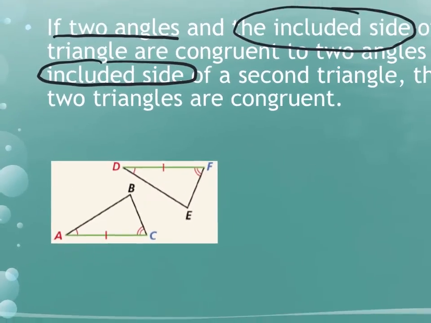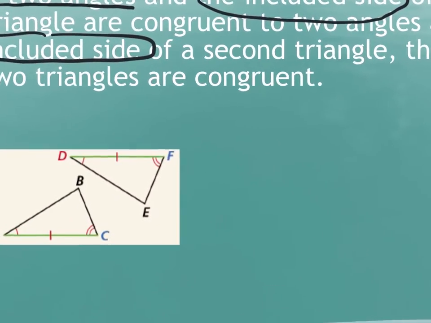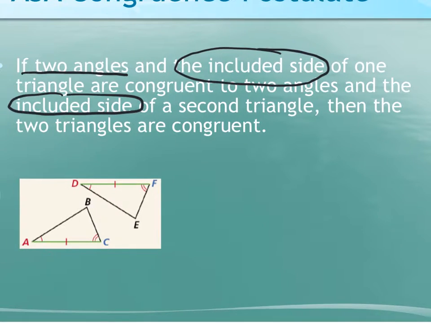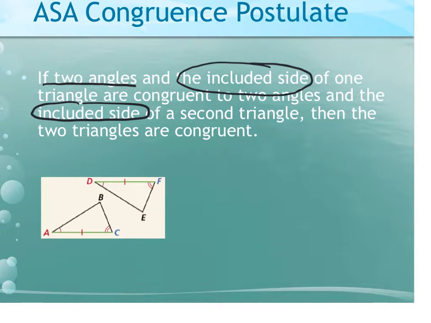So what we're looking at here is, sorry, I'm just trying to get that on the screen. There we go. What we're looking at here is, from the diagram, what we are given is that angle A is congruent to angle D, just by looking at the pictures. Angle C is congruent to angle F.